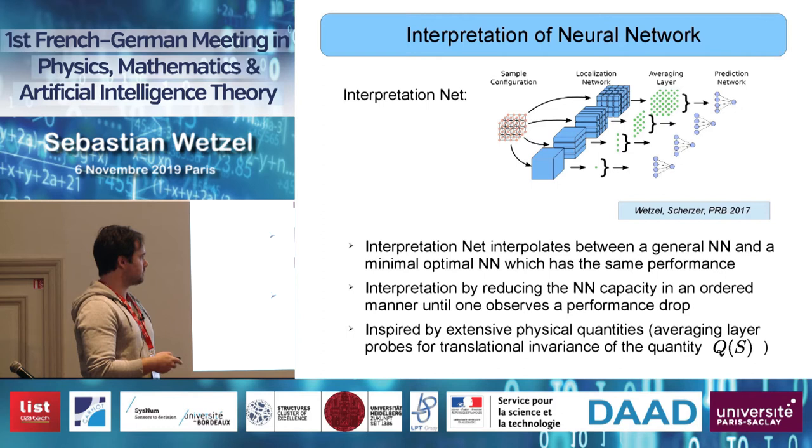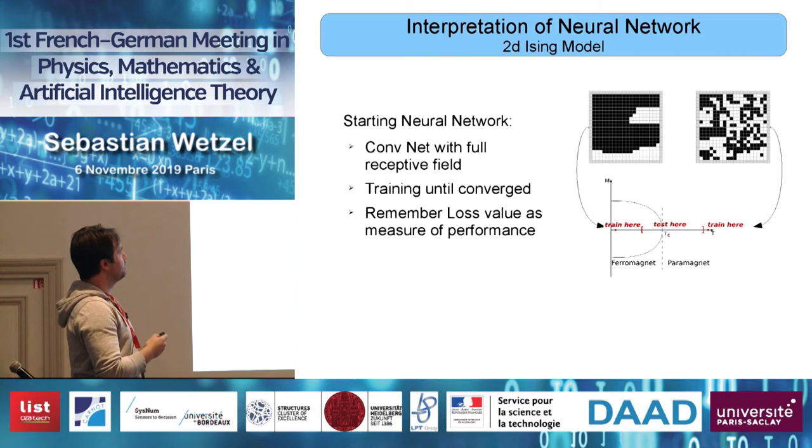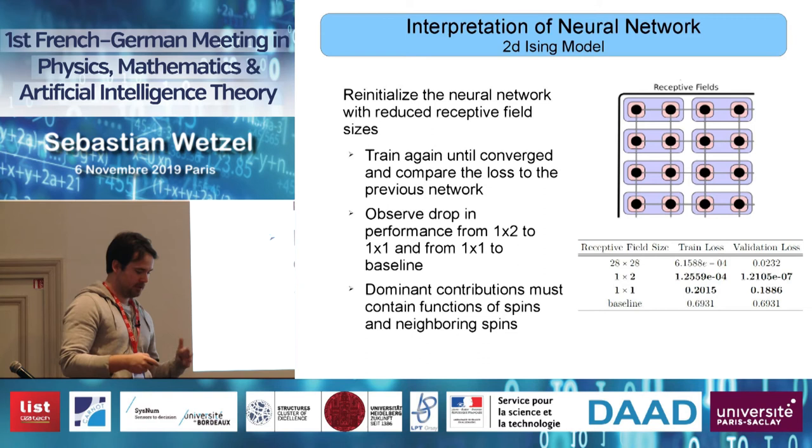If we do that in the case of the Ising model, we start with a feed-forward neural network with convolutional layers and full receptive field. As previously, we train a neural network with samples generated in this regime labeled with 0, and samples in this regime labeled with 1. We train until fully converged. We remember the loss value, and then we cut some connections in the neural network.